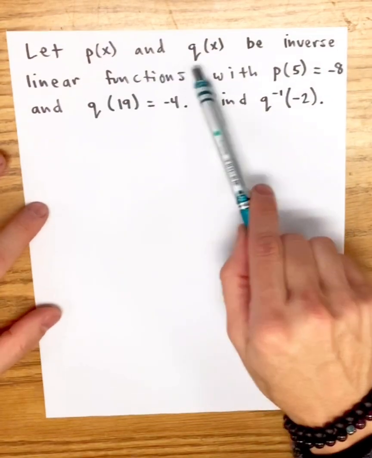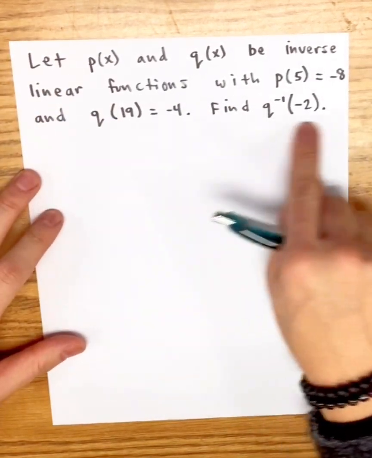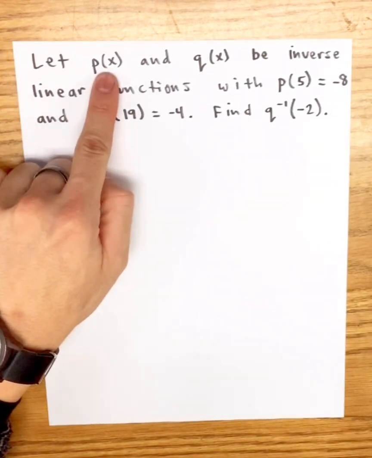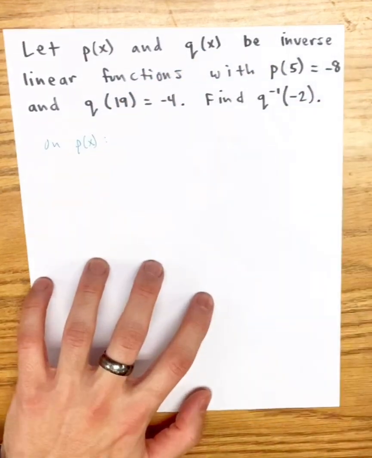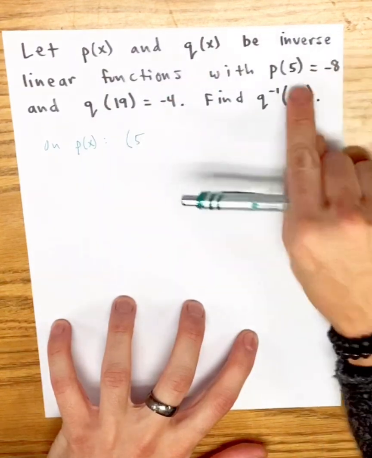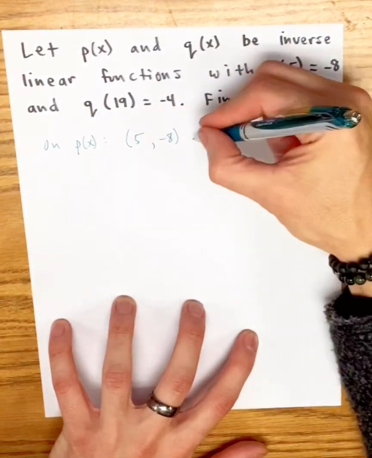Okay, so P and Q are inverse models. These are some conditions, and this is the goal, to state the exact value of this. What if we focus on P? So on P of X, can you give me a couple of points that are on the graph of P of X? Well, for sure, the point 5, -8 is for sure on P.